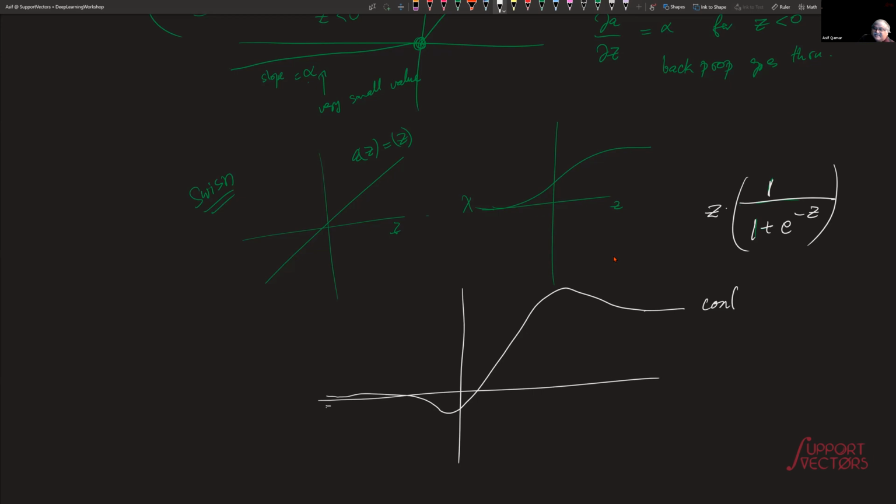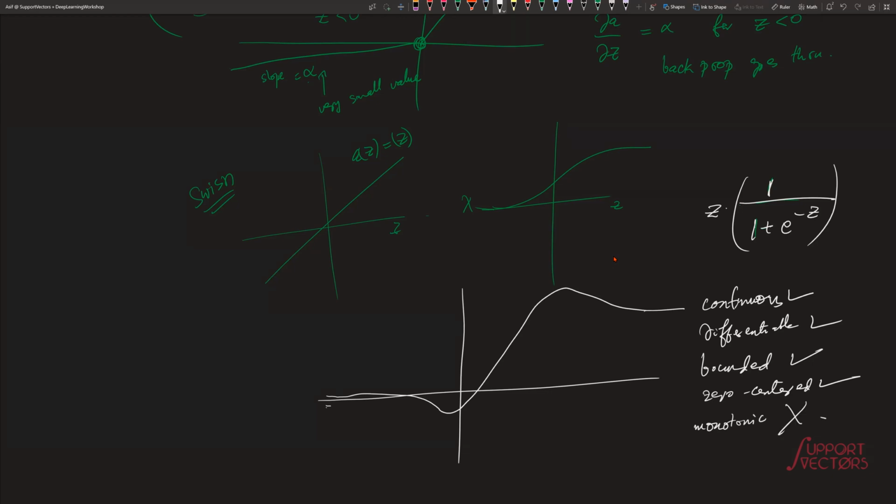Is it continuous? Yes. Is it differentiable? Yes, it is differentiable. Is it bounded? Yes, it is even bounded. Is it zero centered? No, it is not zero centered. But is it monotonic? No, it is not monotonic.